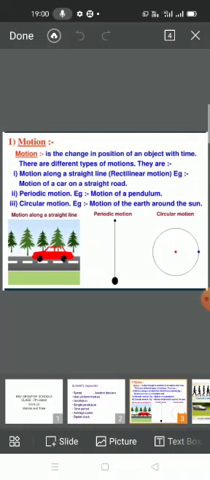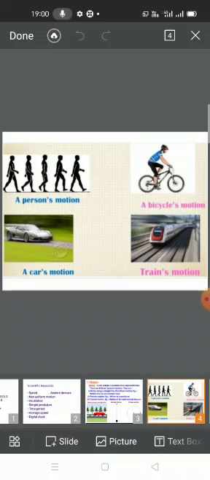Let's recall them. If an object is moving in a straight line, it is a rectilinear motion. And there are several more motions like the periodic motion, circular motion. Some examples are also there that you have studied in the 6th standard. We are going to talk about the fast and the slow motion. You can see the picture also, the picture of a person's motion and a car's motion.